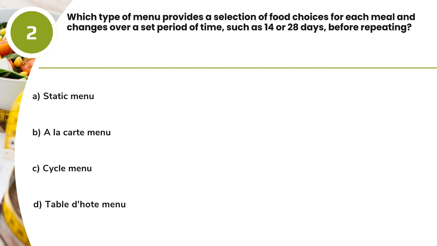Question 2. Which type of menu provides a selection of food choices for each meal and changes over a set period of time, such as 14 or 28 days, before repeating? A. Static menu. B. A la carte menu. C. Cycle menu. D. Table d'hôte menu.